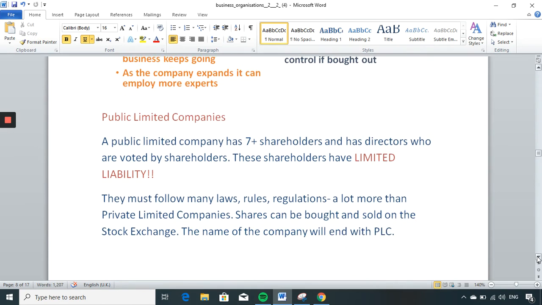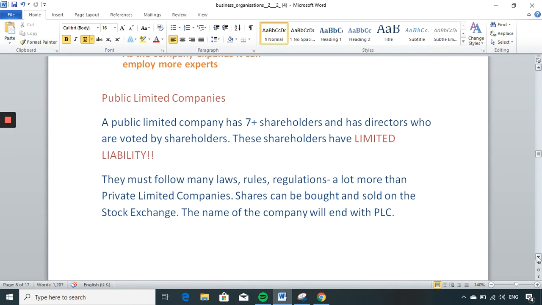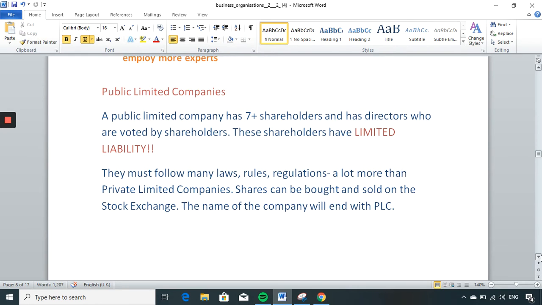So public limited companies are next. This is where you have 7+ shareholders, and you have directors who are voted by the shareholders, and these also have limited liability. You must follow the rules, laws and regulations a lot more than private limited companies do. These are the kind of businesses you would see publicised on the stock exchange, so anyone can invest in them. They'll have the letters PLC at the end of the name.